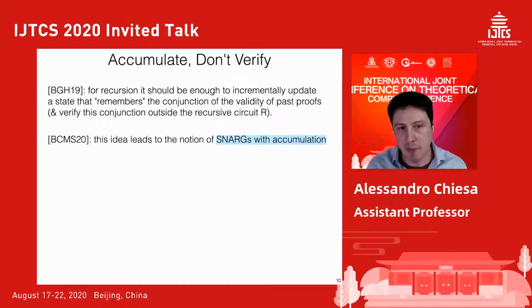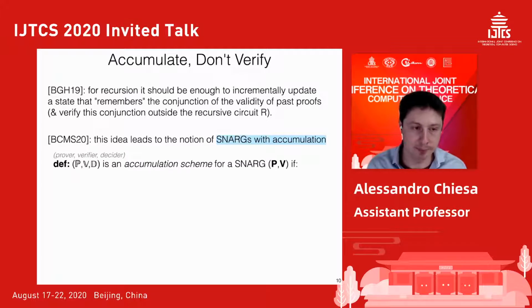And in a paper earlier this year, the suggestion actually led to progress on the foundations of recursion. And for that, I need to first explain what is a SNARK with accumulation. Before, we were using a SNARK with succinct verification. Now I want to explain what is a SNARK with accumulation. I'm going to use a picture for that.